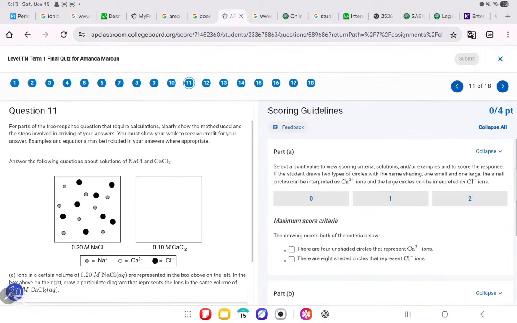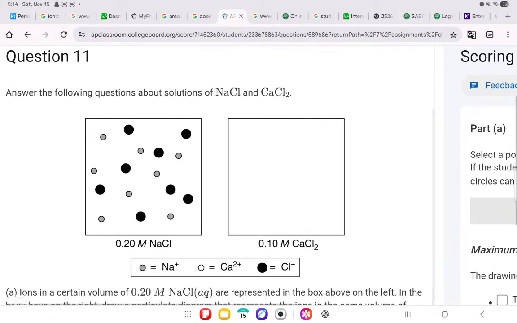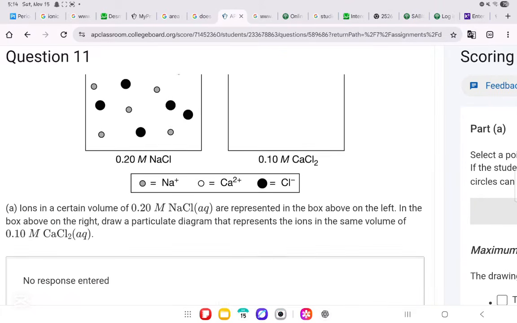We'll move on to question number 11. Answer the following question about solutions of NaCl and CaCl2. Ions in a certain volume of 0.20 molarity NaCl are represented in the box above on the left. In the box above on the right, draw a particulate diagram that represents the ions in the same volume of 0.10 molarity CaCl2 aqueous. Now all of this comes down to the number of moles. First of all, for CaCl2, I can find the mole ratio.